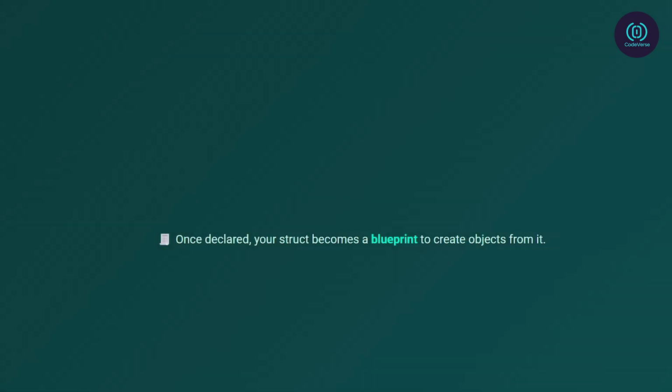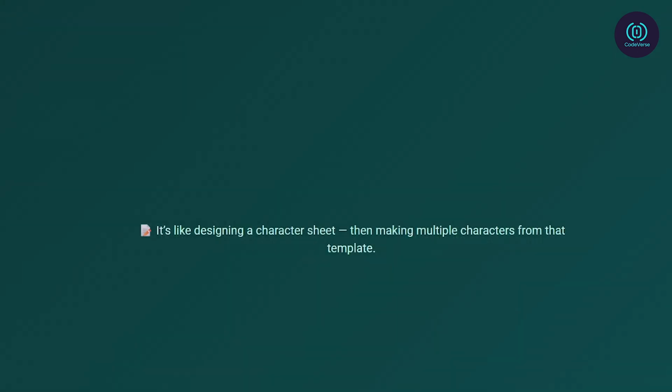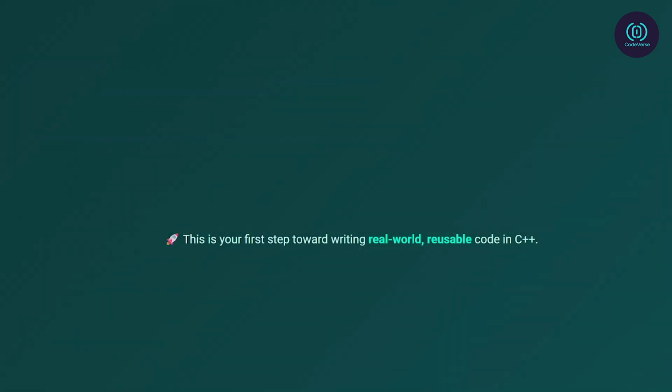Once declared, your struct becomes a blueprint. You can create as many objects from it as you like. It's like designing a character sheet template, then making multiple characters using that template. This is your first step toward writing real-world code with clean, reusable, and scalable structure. Ready? Let's see it in action.